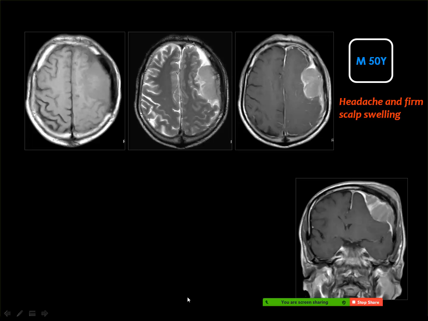Next case is a 50 years old male with headache and scalp swelling. Atypical meningioma. Okay, hemangiopericytoma, sorry. Atypical meningioma is a good possibility. What other? Hemangiopericytoma. Hemangiopericytoma, another? Extra-axial lesion, this one is. Yes, it is.